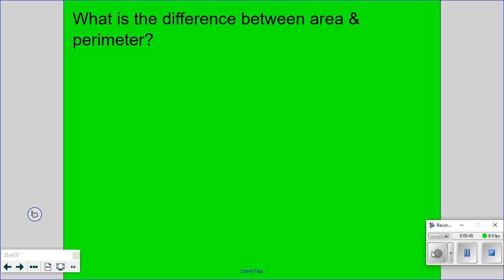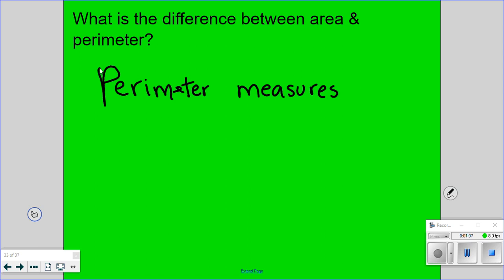Lincoln, what do you know? The perimeter is on the outside and the area is on the inside. I love that. Perimeter, we're going to throw in that word measures. Remember, this is all about measuring. And I like what Lincoln said. Perimeter measures the outside. Outside of what, Lincoln?